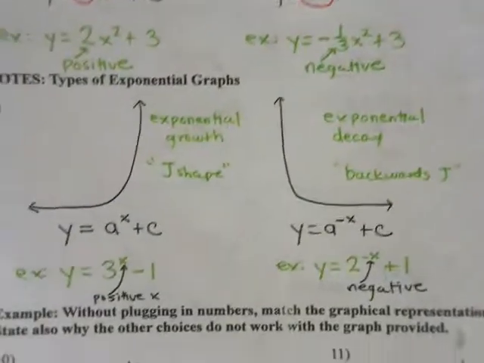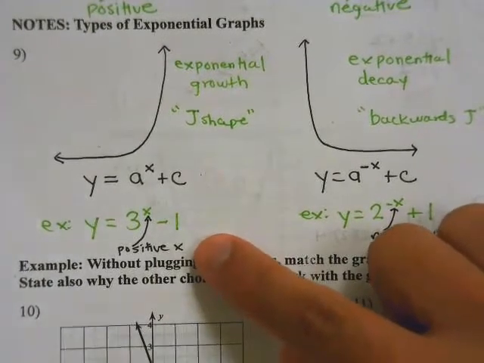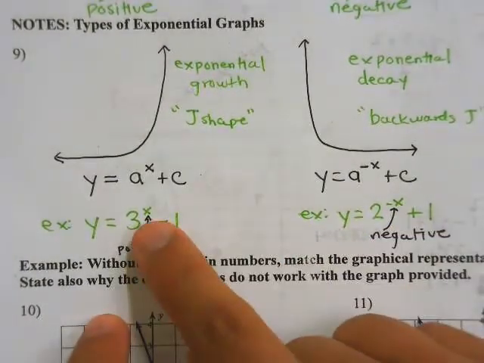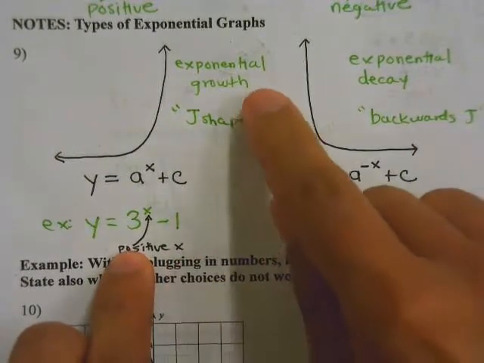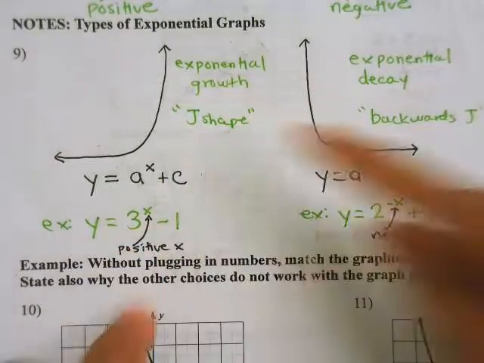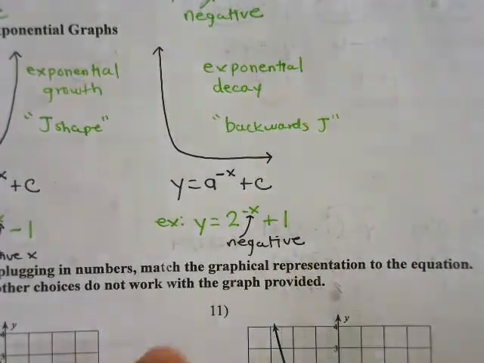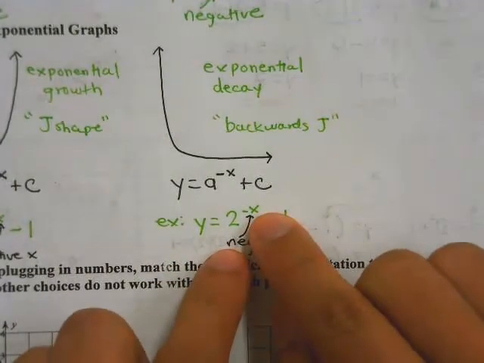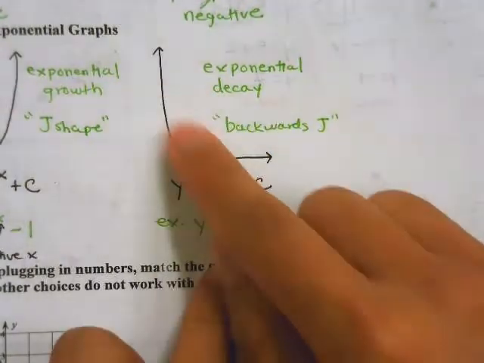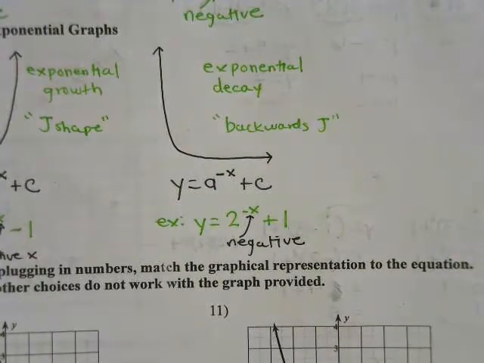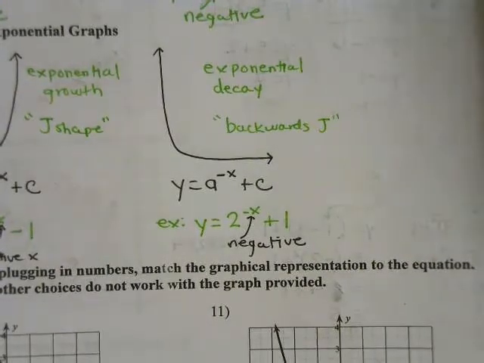Okay. How can you tell by looking at the equation that it's an exponential graph? Well, the variable is at the exponent. So if you have a variable on the exponent and it's positive, it's going to be an exponential growth J shape. As opposed to if you have the variable on the exponent and it's negative, you're going to have a backwards J shape, and it's an exponential decay. We are ready now to decipher numbers 10 and 11, and after that you guys can work on your classwork homework.